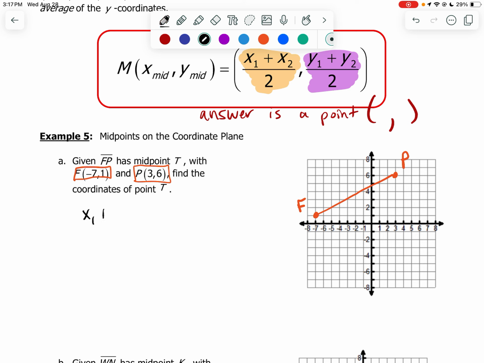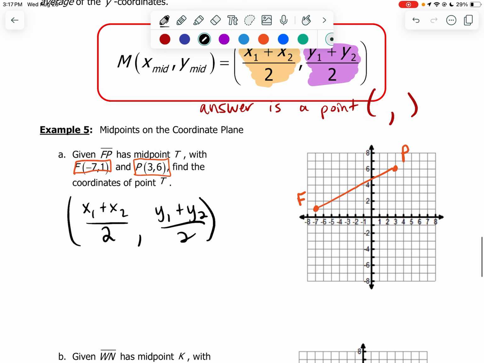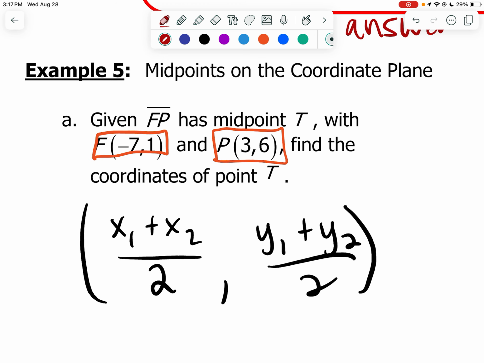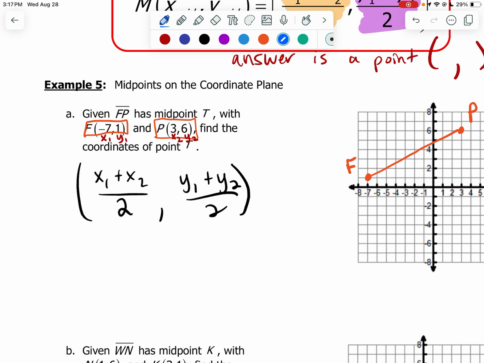So that says add your x's. That's x1 and x2. It just means both your x's. Divide by 2. Add your y's and divide by 2. That's just the formula we have written up there. Okay. So what I like to do is label my points. So like on point F, I know x comes first, y comes second. Since that's my first point, I'll put 1s by it. Okay, my second one, x comes first, y comes second. That's my second point, so I'll put 2s by it. So x1, y1, x2, y2. And then we're just going to plug those in.